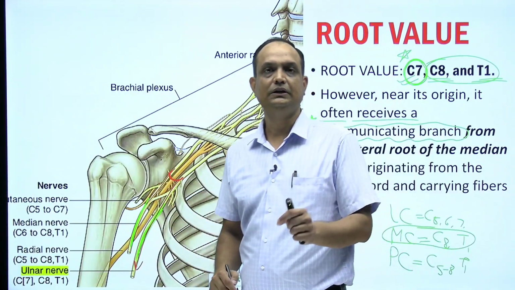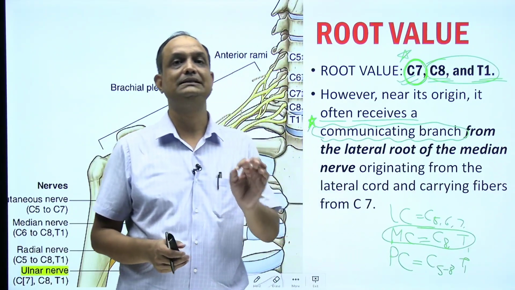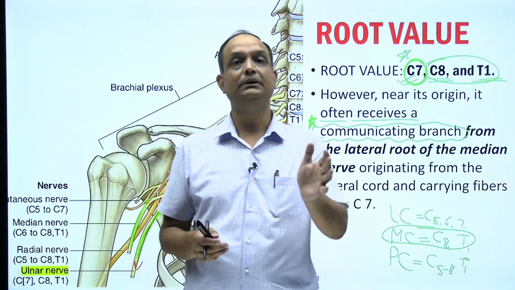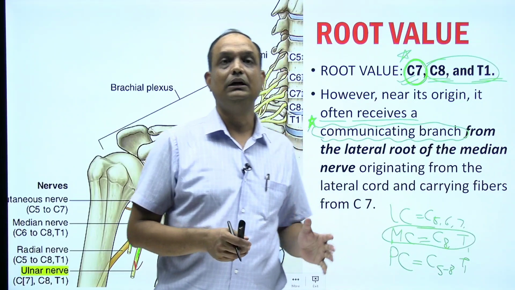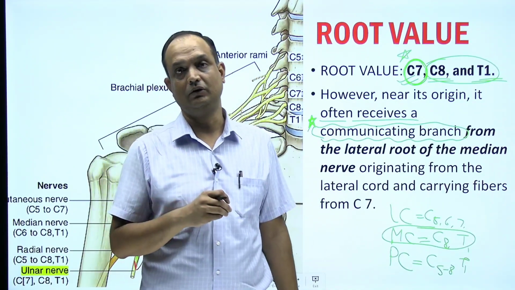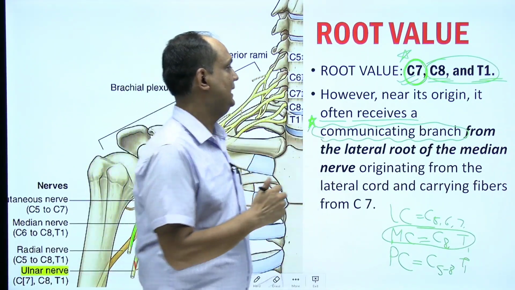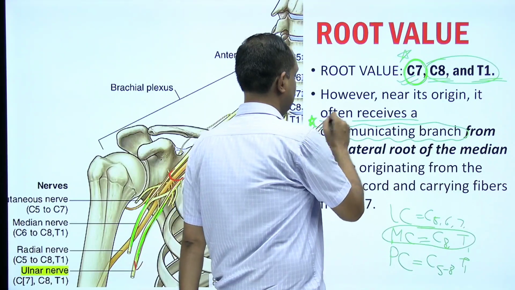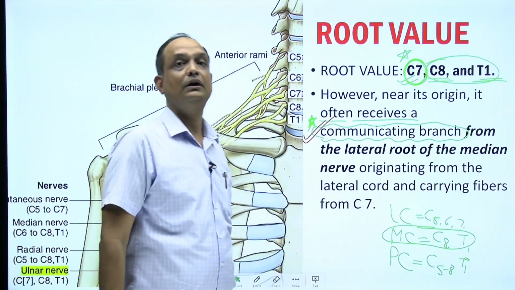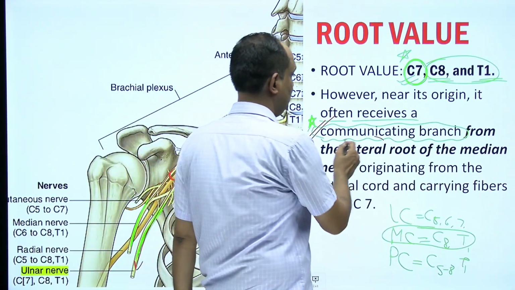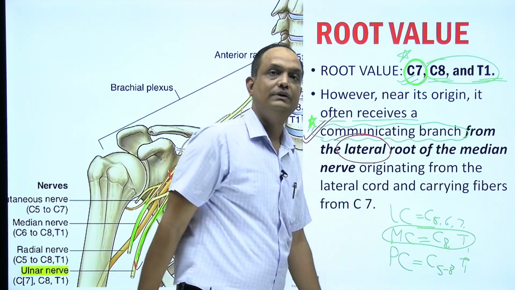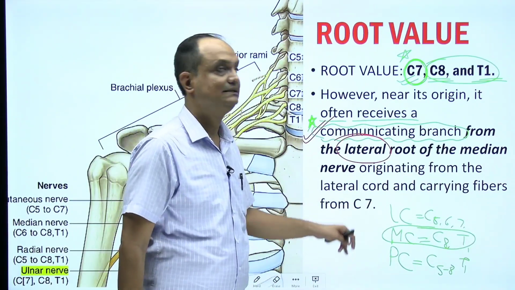So the question is how the C7 fibers become part of the ulnar nerve, though the ulnar nerve is a branch of the medial cord. The answer is by the help of a communicating branch, and this communicating branch comes from the lateral root of the median nerve, which carries the fibers of C7.